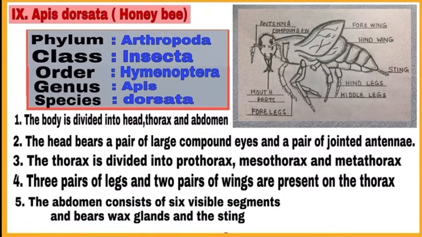The thorax is divided into 3 parts: prothorax, mesothorax and metathorax. 3 pairs of legs and 2 pairs of wings are present on the thorax. Come to the abdomen. The abdomen consists of 6 visible segments and bears the wax gland and the sting.